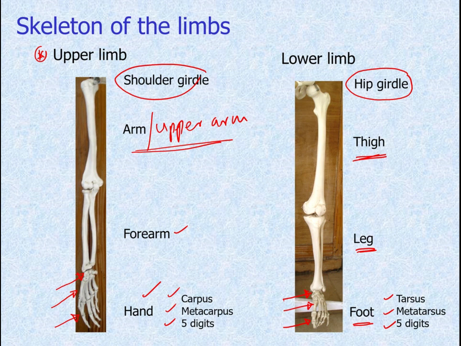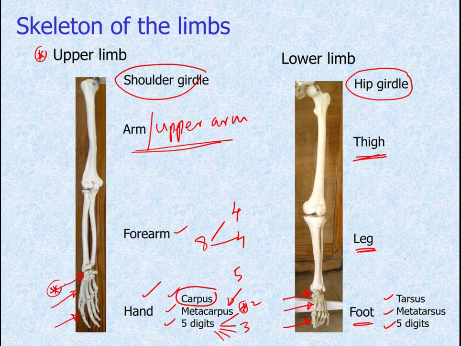Now, coming back to the upper limb, the carpus, this one here, consists of 8 bones, 4 in each row. There's a proximal row of 4 bones and a distal row of 4 bones. When it comes to the metacarpus, there are 5 metacarpal bones. And when it comes to digits, there are 5 digits. In the thumb, the first one, there are 2 phalanges. All the other fingers have 3 phalanges each.